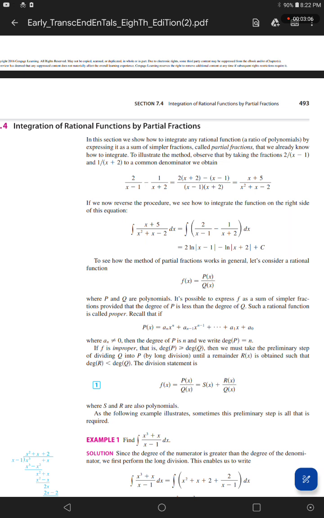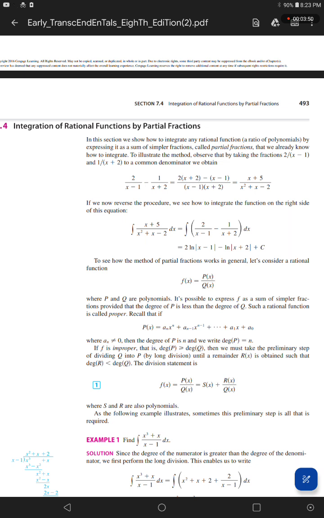Recall that if P(x) equals a sub n x to the power n plus a sub n minus 1 x to the power n minus 1 plus ellipsis plus a sub 1 times x plus a sub naught, where a sub n does not equal 0, then the degree of P is n, and we write degree of P equals n.